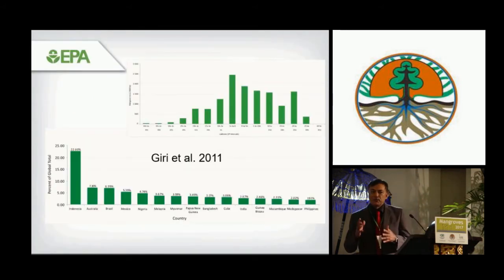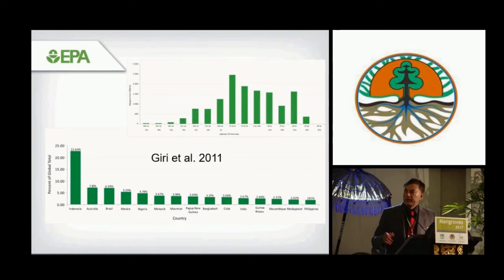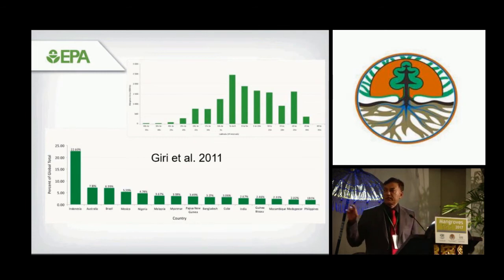I also tried to look at the area distribution by country, and you can see that Indonesia has the highest percentage of the mangrove, which is like 22.6%, followed by Australia and Brazil. Between Australia and Brazil, the difference is not much. The interesting fact about the lower graph is that these 15 countries constitute 75% of the mangroves of the world.